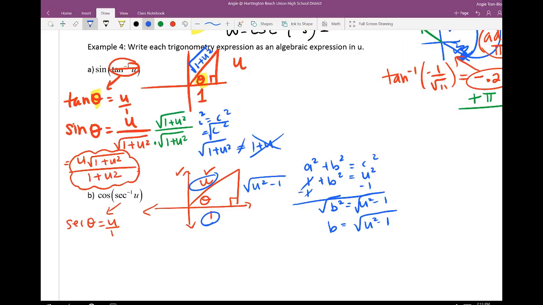Now let's find cosine of the same angle. Cosine is just going to be adjacent, which is 1, over hypotenuse, which is u. I didn't have to find that missing leg after all. No, you did not. That's the final answer.